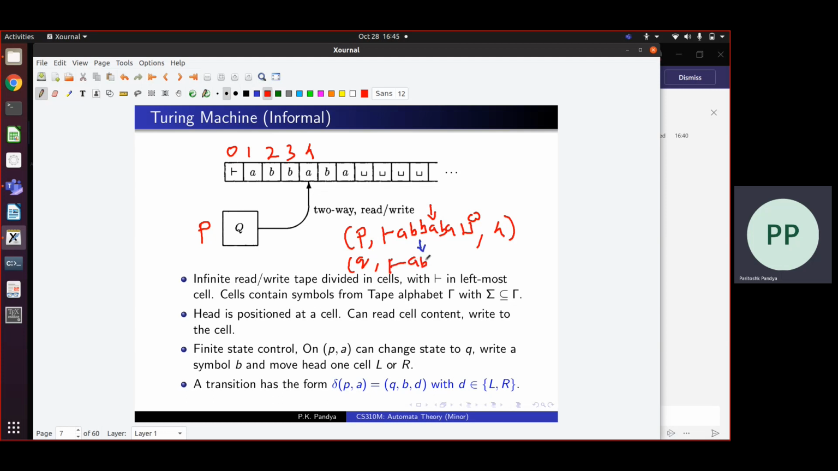The tape will become ABB, and this A will be changed to B because A is being rewritten as B. And you've got BA blank raised to omega, and the head moves, let's say direction is left. So the head moves to position number 3. That is, it will come here. This will be the position of the head now, right? This is how a Turing machine makes a move.